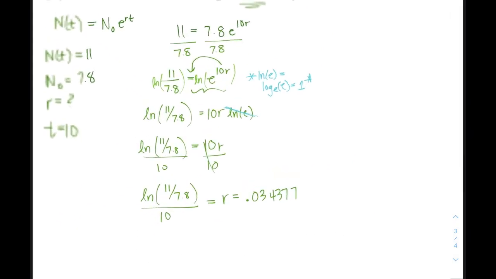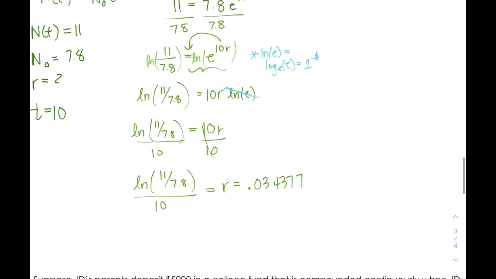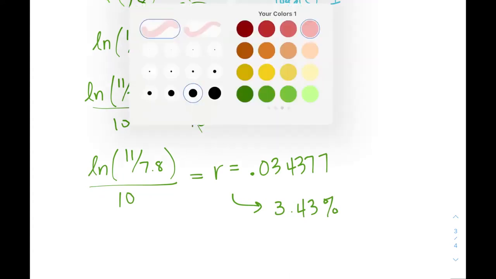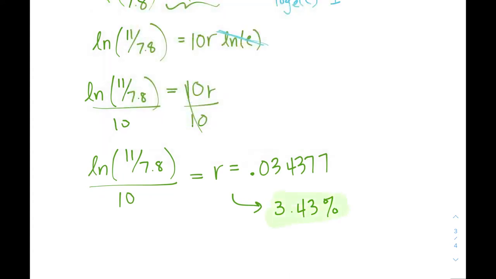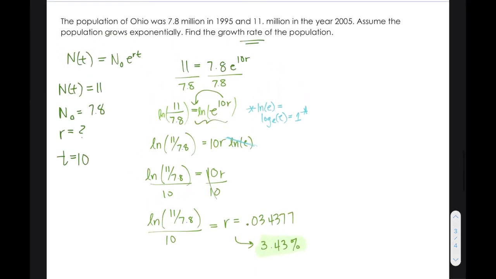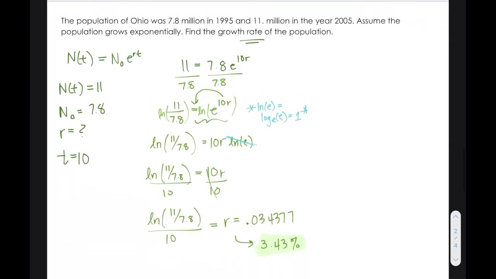So we grab our calculator and we type natural log of 11 divided by 7.8 divided by 10, and that gives us the rate, which is 0.034377. We look and see if it told us to round. It didn't, so I'm going to round to the nearest hundredth. I'm going to multiply by 100 first to turn it into a percentage. So it's going to be 3.43% is the population growth rate of Ohio. Okay, so I think the hardest part is maybe setting up the equation from the start. But once you have that, it's just using our strategy 4 to solve it out.